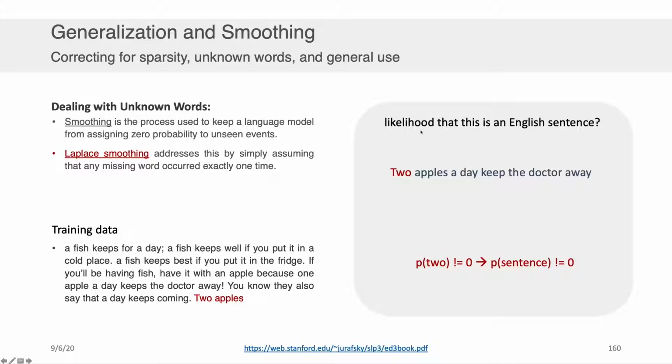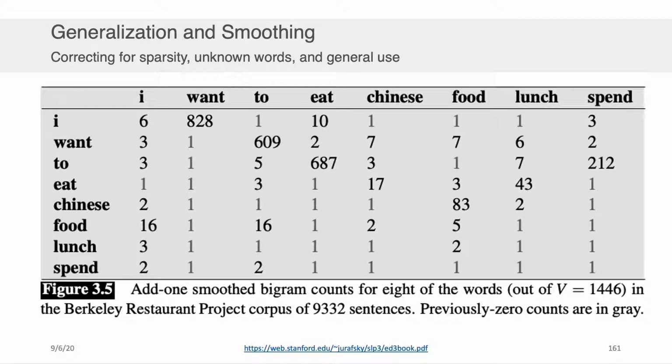Now, this kind of operation is similar to what happens in Laplace smoothing, which basically addresses the problem by assuming that any missing word occurs exactly one time. What I'd like to do to demonstrate Laplace smoothing is show you here a set of bigrams from the Berkeley Restaurant Project corpus.